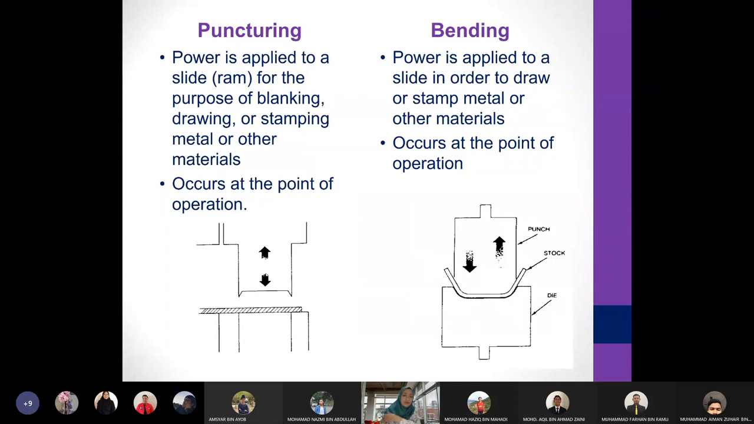All right, puncturing, like how you use a puncher to punch holes in paper. Power is applied to a slide or a ram for the purpose of blanking material, drawing, or even stamping metals or other materials. They are sharp and they have a lot of power, and injury can occur at the point of that operation. And bending: sometimes the same type of up and down movement doesn't punch, but bends. Its function is to bend a material. At the point of operation where it bends the material, it can cause injury.